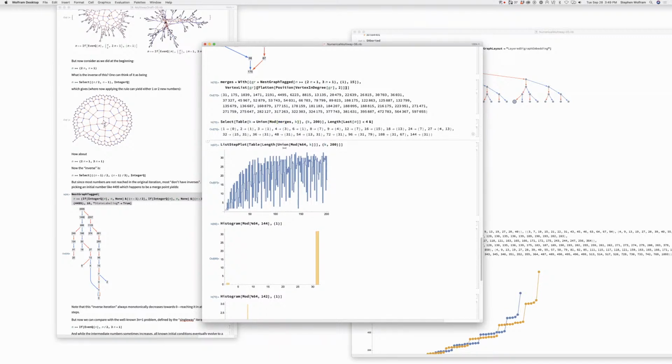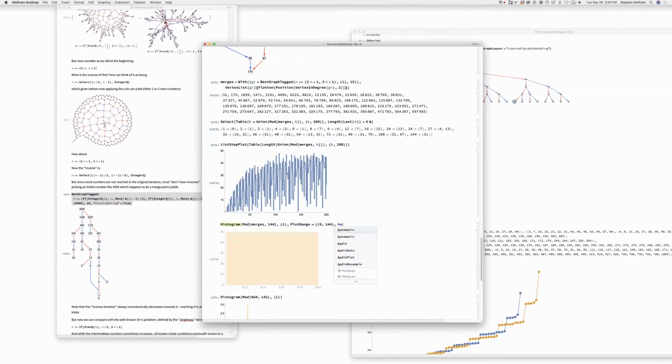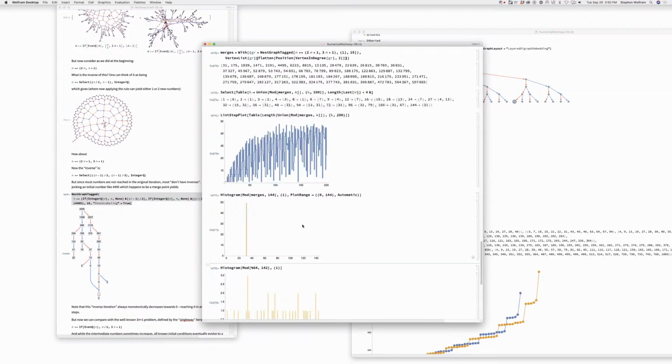Oh, this is much cleaner. Good suggestion. Okay, so now that one is going to be like this. Oh, for goodness' sake. Oh my goodness. No. What a dopey thing. Okay. 0 to 144 automatic. Okay. Great.